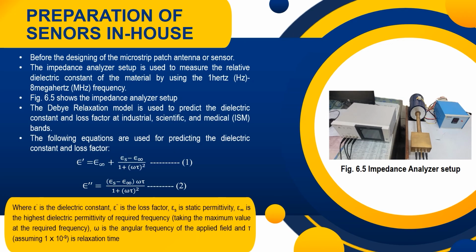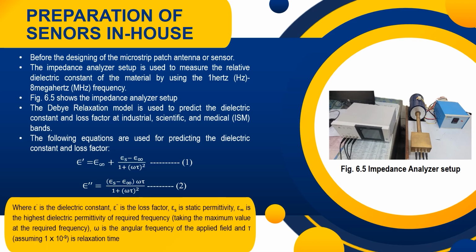if I want to convert it into gigahertz, specifically for the microstrip patch antenna application, one of the ways is to use a mathematical model like the Debye relaxation, which involves a series of standard equations as shown in this slide. So equations 1 and 2 we normally use, and here epsilon dash is called the dielectric constant, and epsilon double dash is the loss factor.